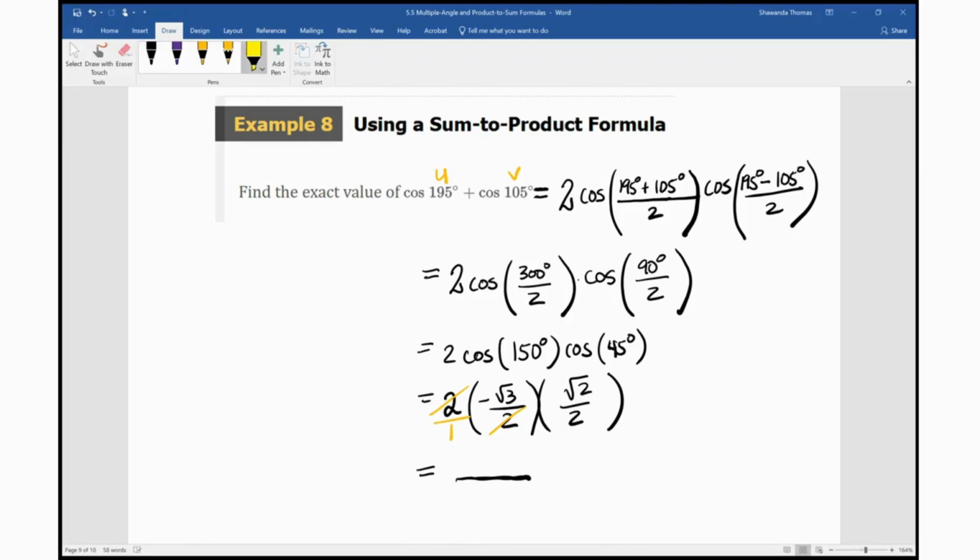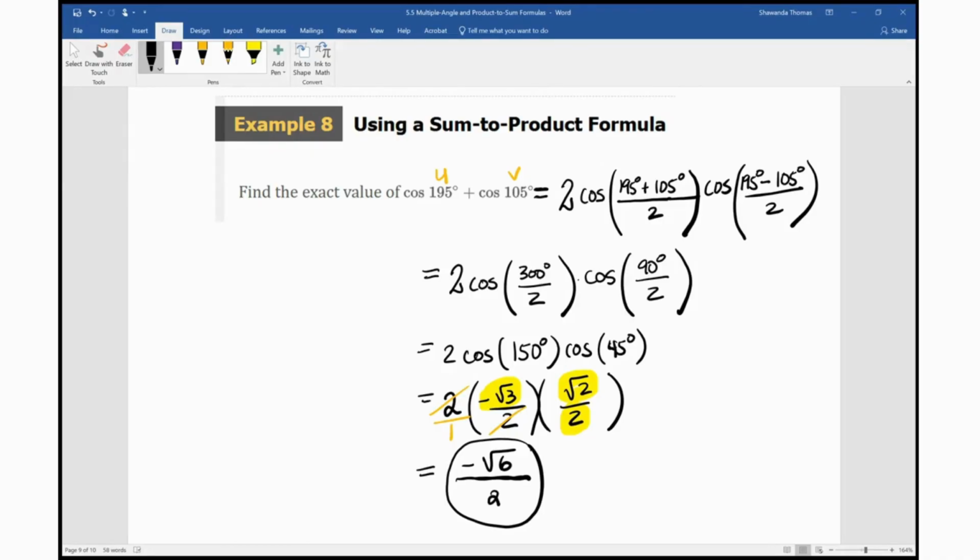So what is this times this? Negative square root of 3 times square root of 2 is negative square root of 6. Yep. We only have one 2 left in the denominator, so we're just going to put that over 2. And we are done. We can't simplify the square root of 6 because it doesn't contain a perfect square. So we are done with that one.